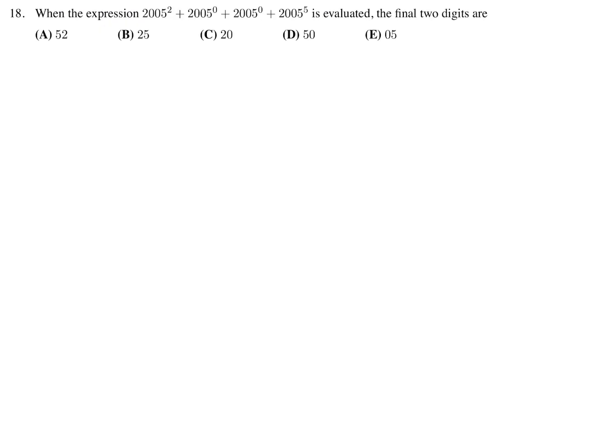When the expression 2005 squared plus 2005 to the power of 0 plus 2005 to the power of 5 is evaluated, the final two digits are... Final two digits, okay. Well, this is a very big number here. I don't think most calculators will do that. Otherwise, it'd be pretty easy, right? Just put it into your calculator. What's the last two digits?